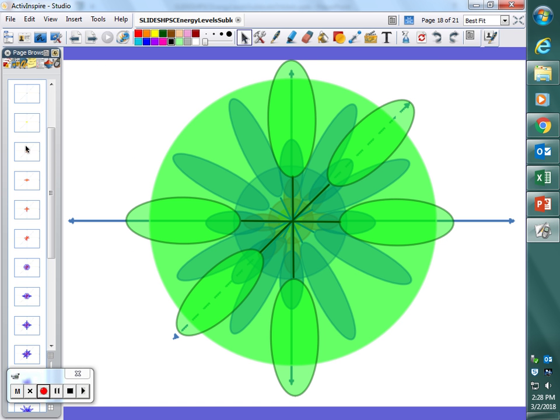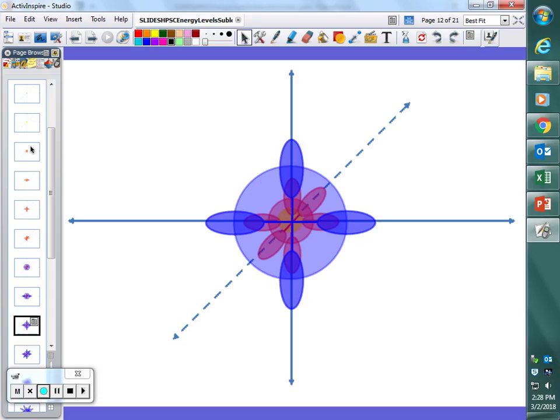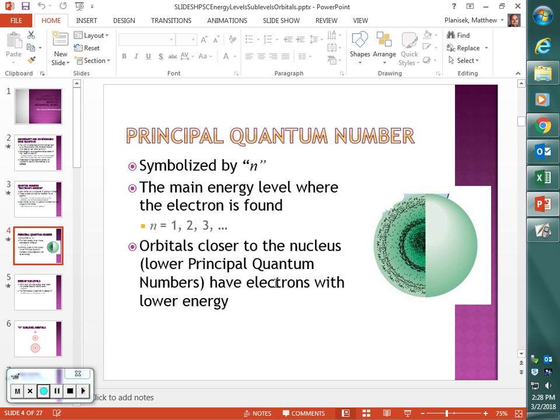Let's go back to the beginning. Orbital number 1, orbital number 2, 3, 4, 5, 6, 7, 8, 9. On the picture, I had you color coordinate certain orbitals. Hopefully you picked up on that meaning something. The first way that we distinguish these orbitals from each other is by what we call the principal quantum number.